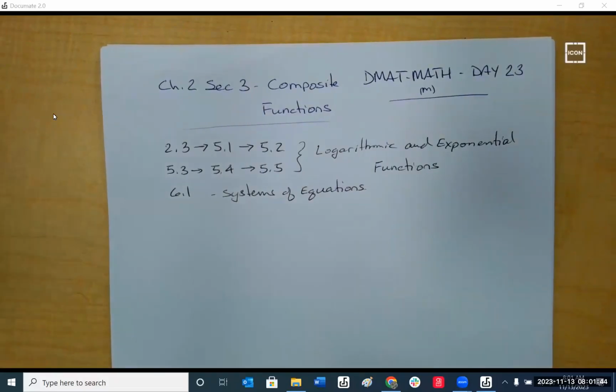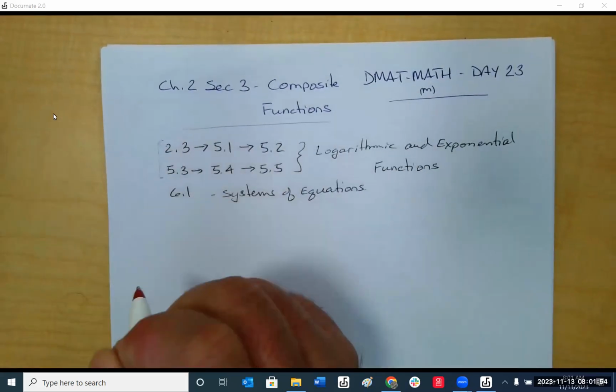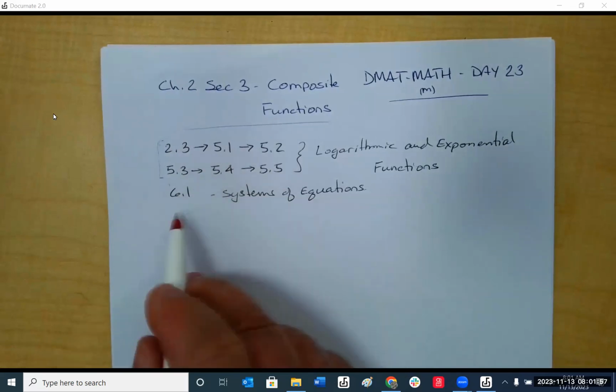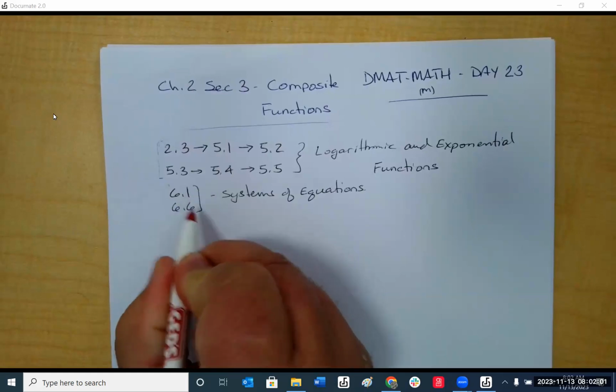Good morning. All right, today we're going to start the last full chapter of the semester. This is chapter 5, and this is one. There are two sections in chapter 6. It's section 1 and section 6, but they go together.